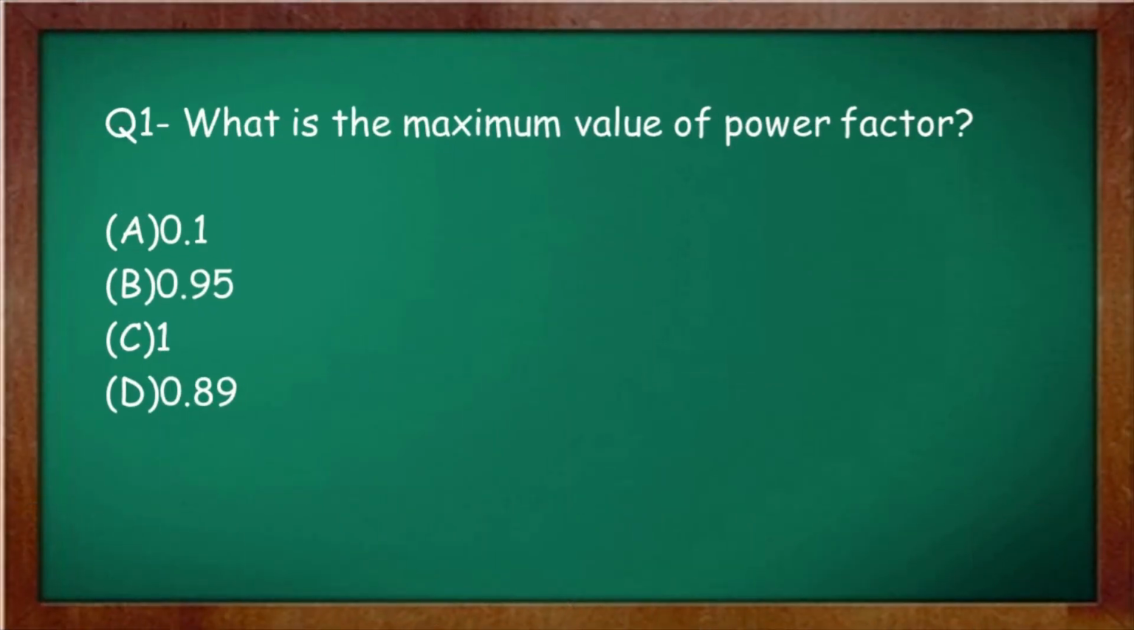Now let's have a look at some MCQs. Question number 1. What is the maximum value of a power factor? Option A 0.1, option B 0.95, option C 1, or option D 0.89. The right option is option C, 1. In a resistive load, the power factor is always unity. So the right answer is option C, 1.